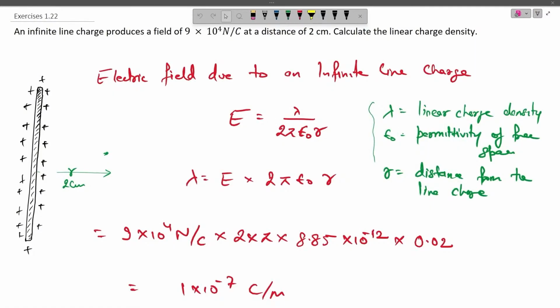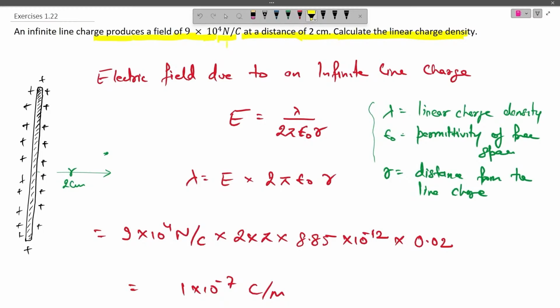The question says that an infinite line charge produces a field of 9 times 10 to the power 4 Newton per coulomb at a distance of 2 centimeter. Calculate the linear charge density. So we have to calculate the linear charge density given that the infinite line charge produces a field of 9 times 10 to the power 4 Newton per coulomb.